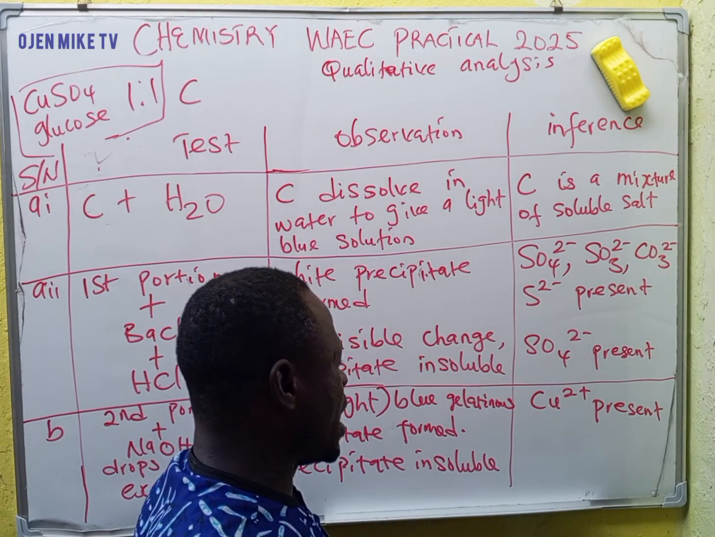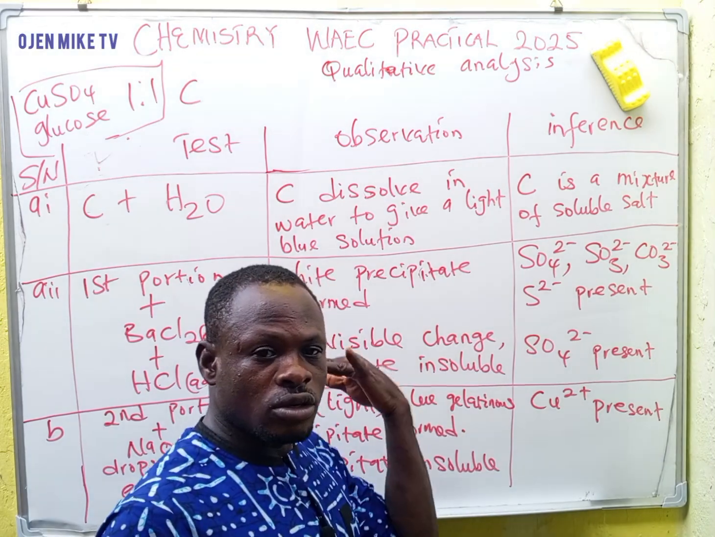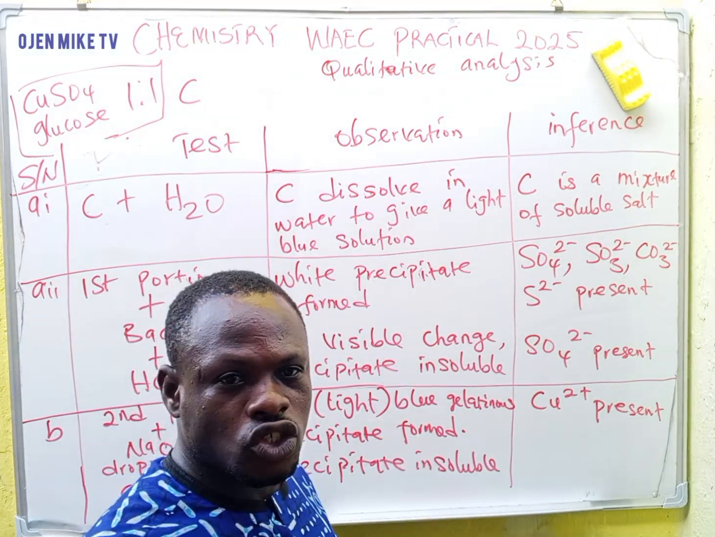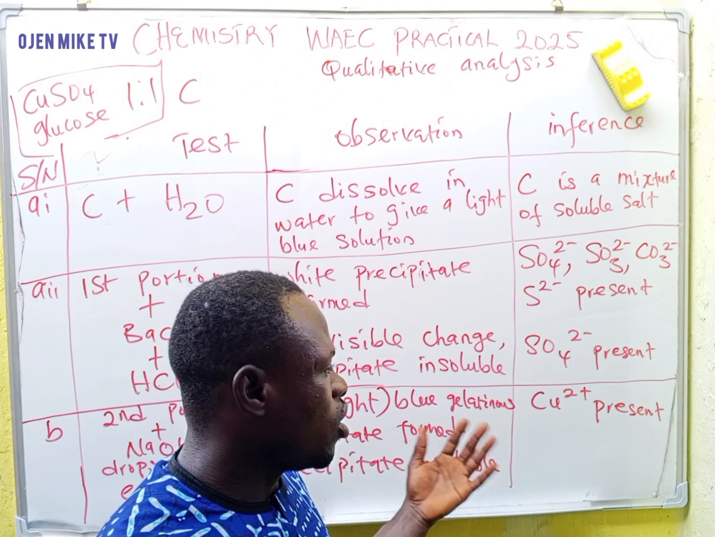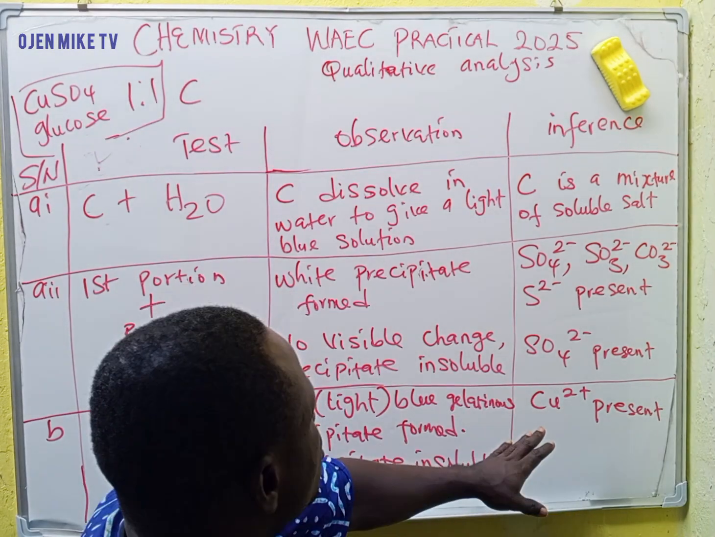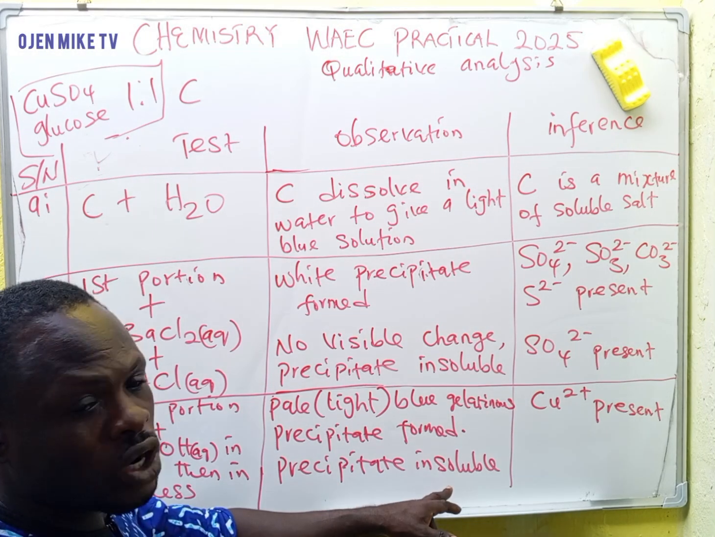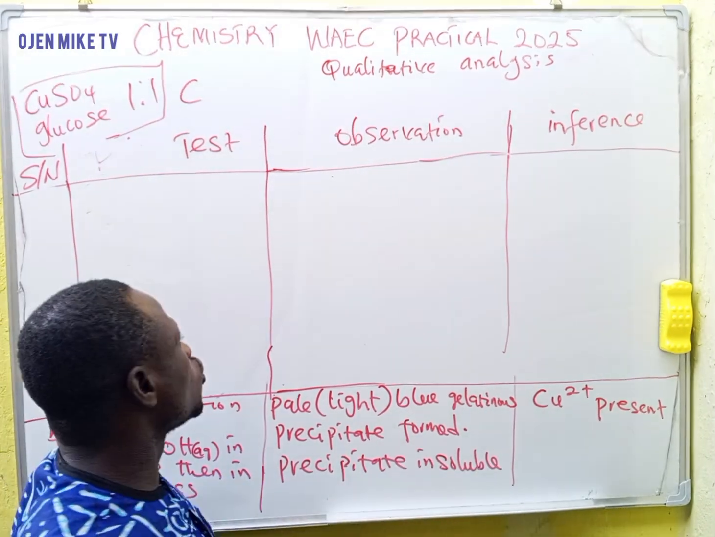Anytime you see a substance with blue color, it is copper. Copper is always blue. Iron is always green, and so on and so forth. So just take note of that. The next thing, this precipitate is what? Insoluble. Precipitate is what? Insoluble.